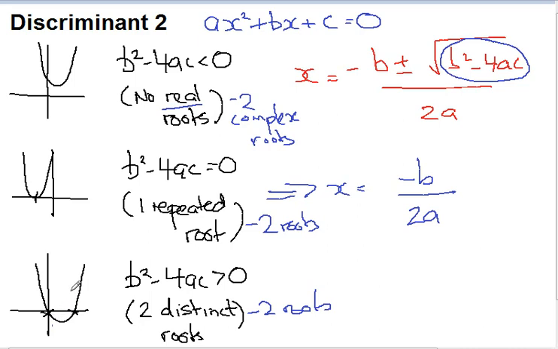So I hope that sheds some light on the quadratic equation and gives you a slightly better idea about how the discriminant works and what it's all about.